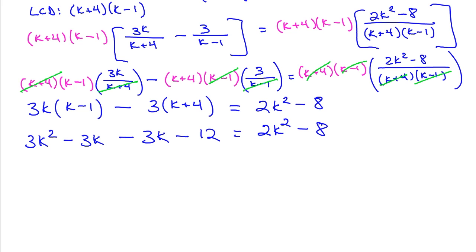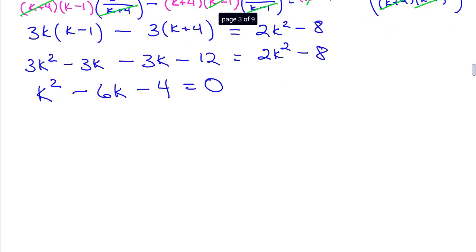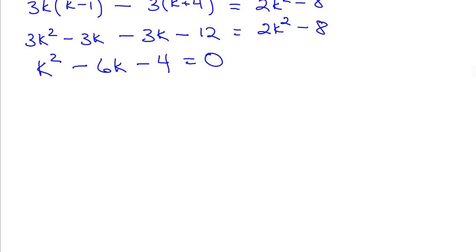We have 3k squared on the left, so we have 3 minus 2 is 1. So we get 1k squared. There are no k terms on the right side, so on the left we just have minus 6k. And then lastly, we have negative 8 on the right. We move that over to the left, it becomes positive, combines with the negative 12, and gives us negative 4. You could try to factor this one, but it's not going to work. So let's go ahead and use the quadratic formula.